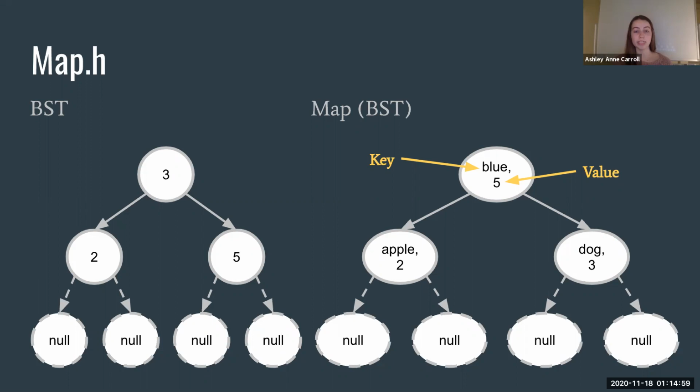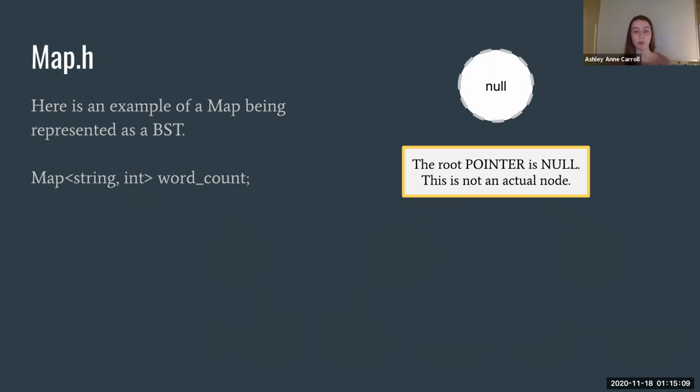Our end goal of creating this map.h file is to be able to create map objects. Imagine we're reading in a txt file and we want to create a map to keep track of every word we see and how many times we see that word. Here we have the map variable word_count. Map<string, int> means our keys will be of type string and our values will be of type int. Under the hood, our map is a binary search tree.